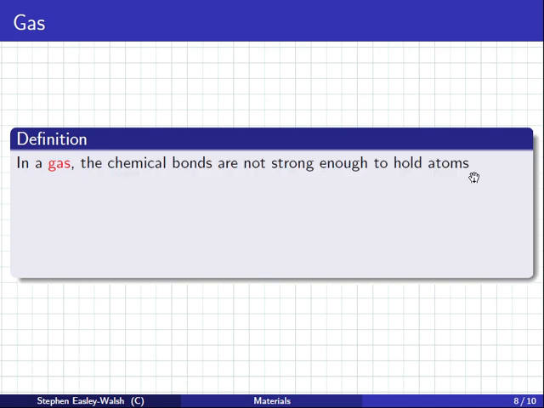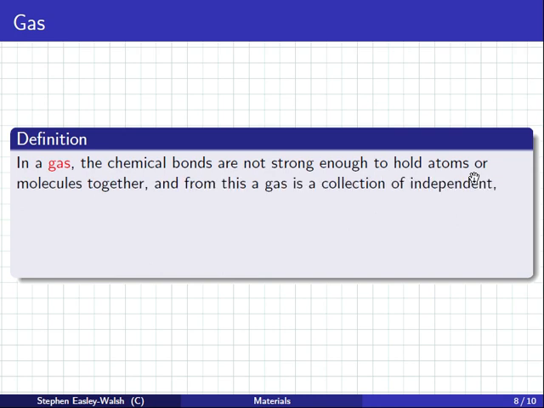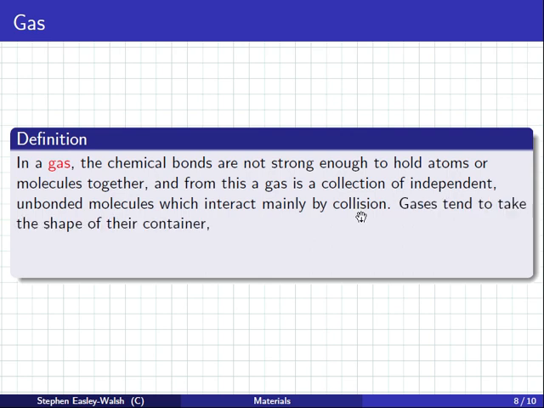What did I write? The chemical bonds are not strong enough to hold the atoms or molecules together. And from this, the gas is a collection of independent, unbonded molecules which interact by collision. So the molecules don't pull to each other. They move around independently and freely. And the only interaction is sometimes they collide. And that's it. Okay, there you go. If you can write that down.